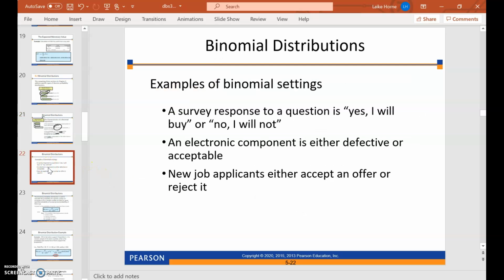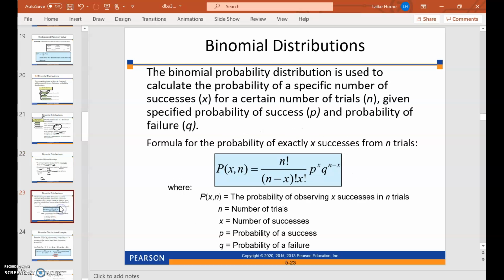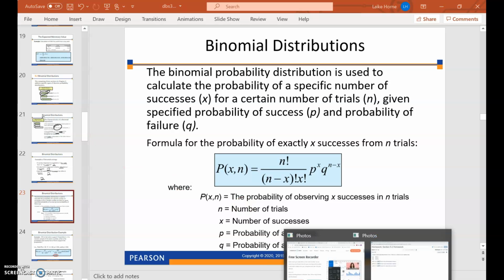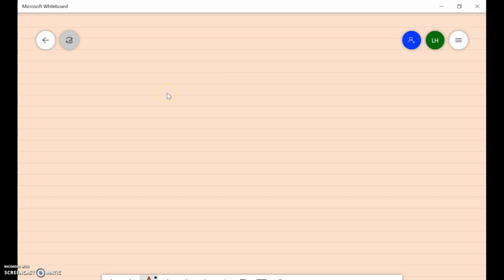So here are some examples. Yes, I will, no, I will not. That would be a binomial distribution. It's a survey response, and there's only two outcomes. An electronic component is either defective or acceptable. Two outcomes, binomial. New job applicants either accept an offer or reject it. That's two, so it's binomial. Flipping a coin, heads or tails, that's two. So here is the formula, and we're going to take this formula and look at our problem.